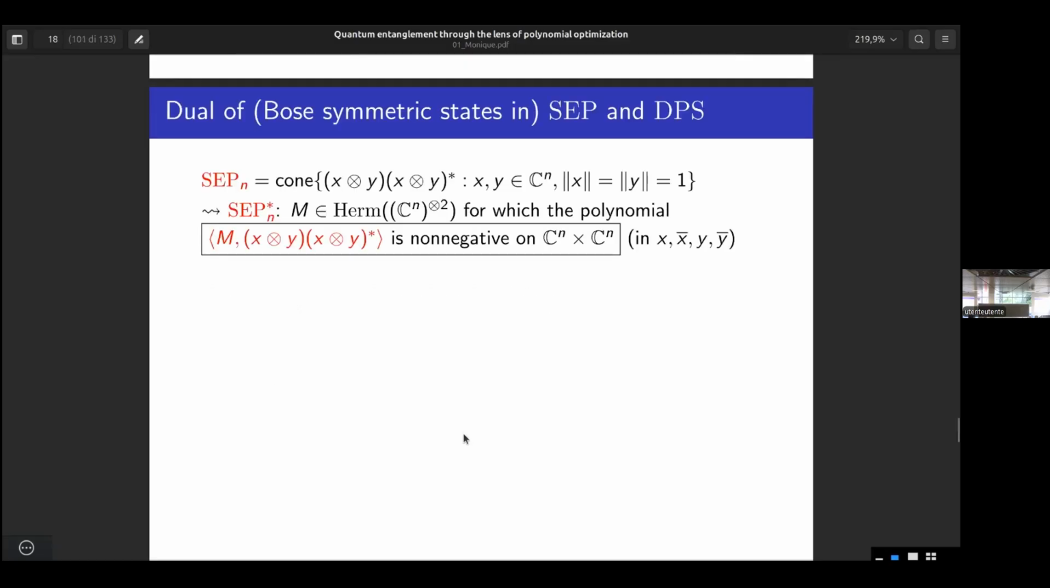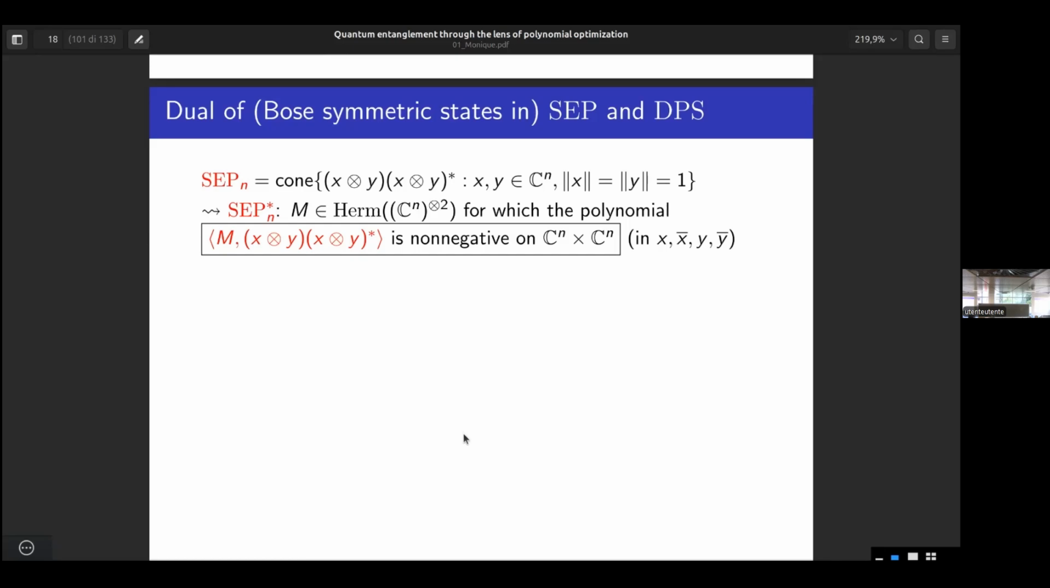So maybe I just say a few keywords. It's easier to make the connection by going to the dual. On the primal side, we have quantum states and completely positive matrices. Let's say quantum states, SEP. On the dual side, what would be SEP star? This is all the bipartite matrices whose inner product with SEP is non-negative. Well, this has a very nice interpretation in terms of polynomials being non-negative. So when you go to the dual side, you land in the world of non-negative polynomials.